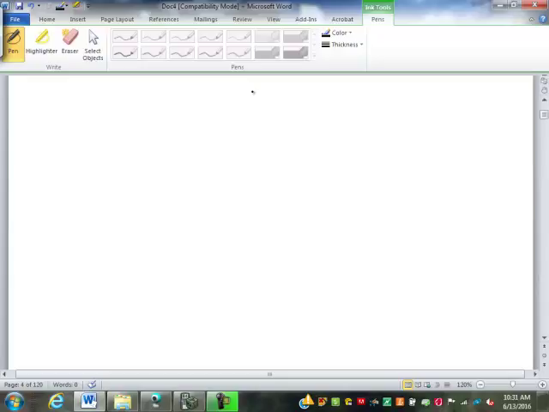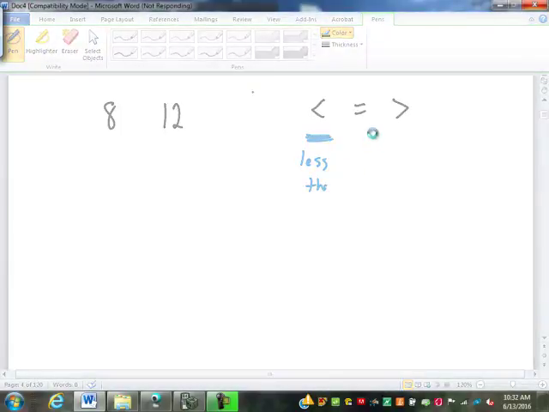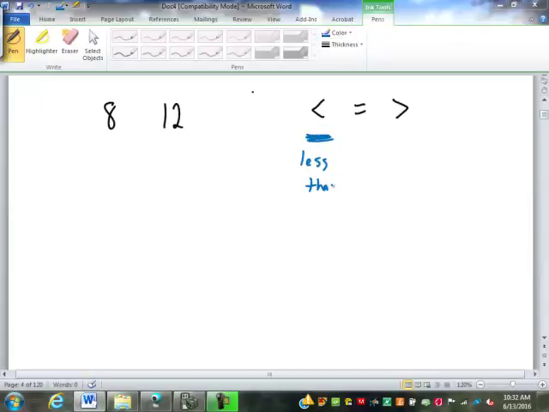But I do want to look at, since I got the number line up, let's look at some symbols. If I asked you to compare 8 and 12 using the symbols, remember those old symbols? Anybody tell me what this first one is? Less than. The middle one is equals. Yep, or equal to. And the last one? More than or greater than. You got it.